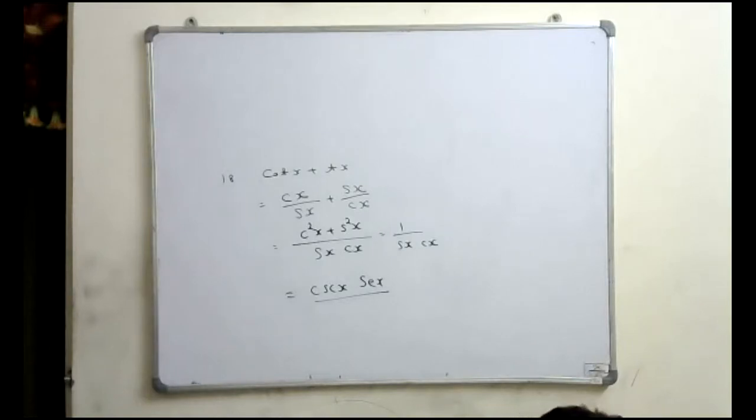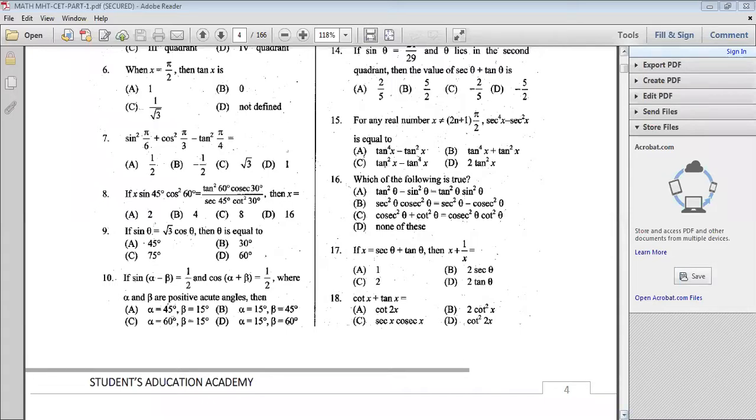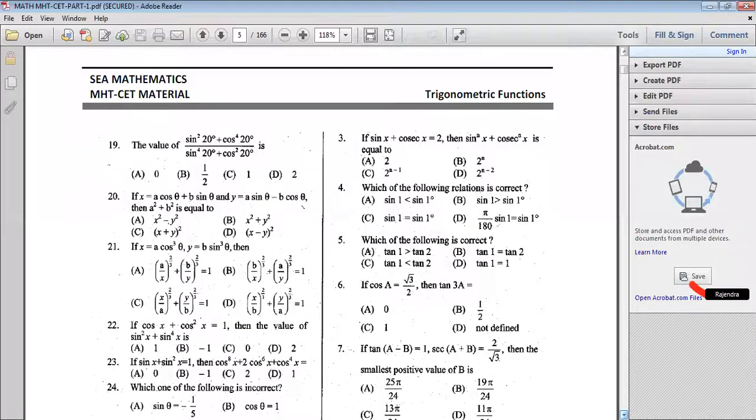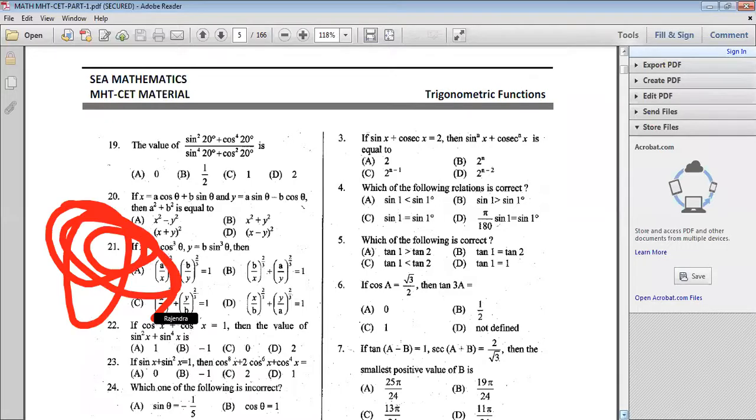Next, look at the next problem, the 19th problem. What is the value of sin square 20 plus cos power 4 20 upon sin power 4 20 plus cos square 20? Is equal to how much?